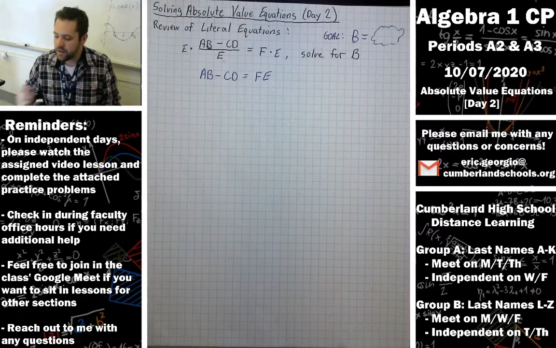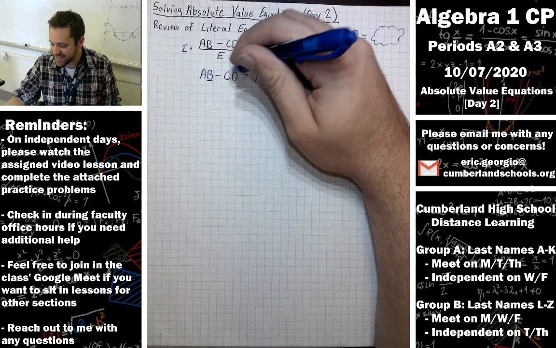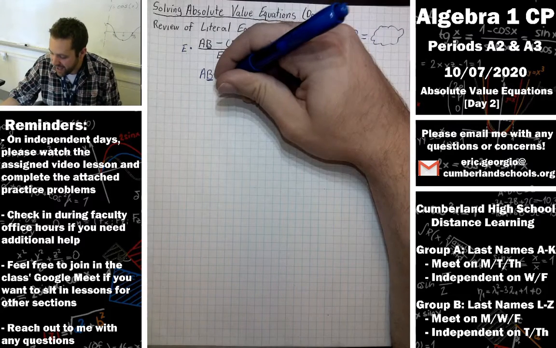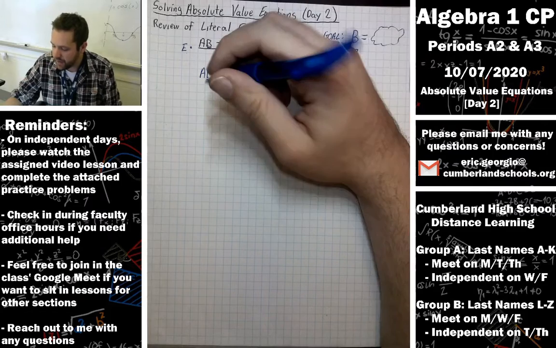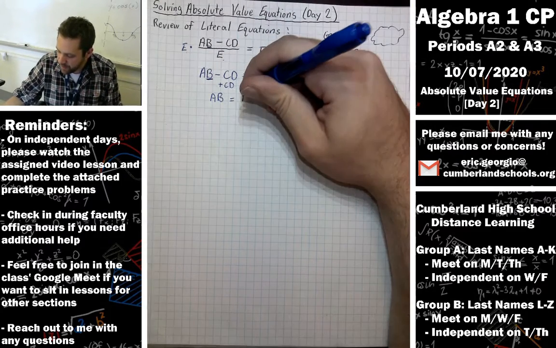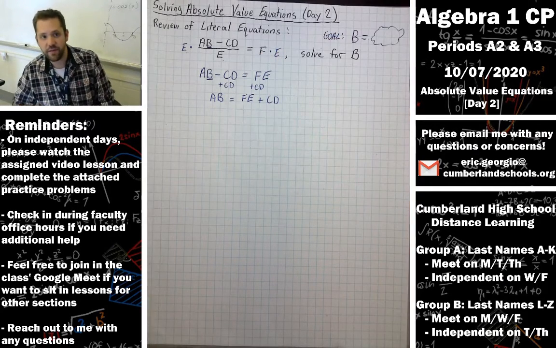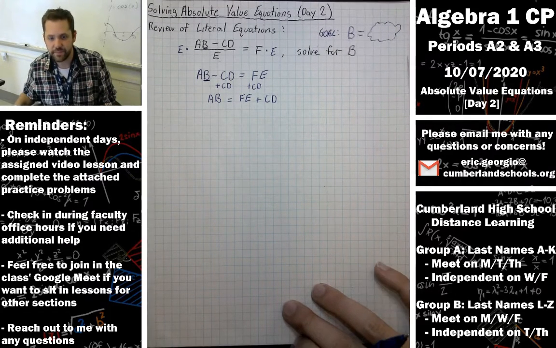All right? Now, in order to get B alone, I need to first get rid of this minus CD that's stuck onto the same side of the equal sign. We do that by adding CD, which of course I have to do to this side as well. That gives me A times B is equal to FE plus CD. We can't stick those together. They're completely separate things, so we just leave them as completely separate things.